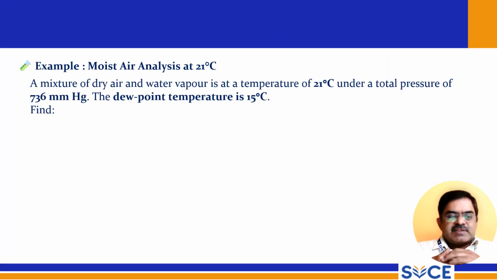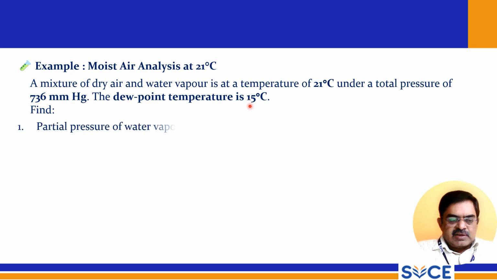So we will see one example on this moist air analysis at 21 degrees Celsius. A mixture of dry air and water vapor is at a temperature of 21 degrees Celsius under a total pressure of 736 mm of Hg. The dew point temperature is 15 degrees Celsius. Find the partial pressure of water vapor.